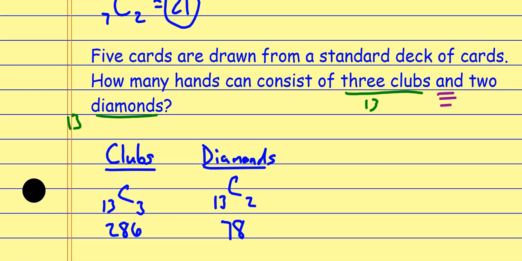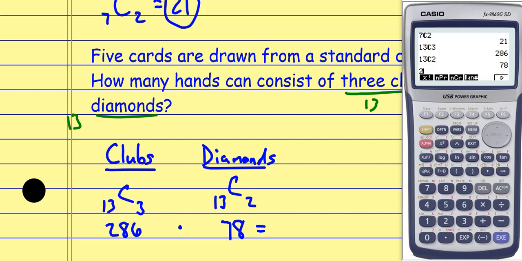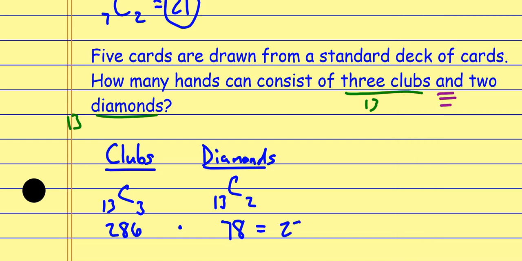You can also think of it as the fundamental counting principle. There are 286 ways I can get the 3 clubs. There are 78 ways I can get the 2 diamonds. How many ways can I get those 2 events to happen together? I multiply. That's my fundamental counting principle. So 286 times 78. To get all those things to happen together, it's 22,308 possibilities.